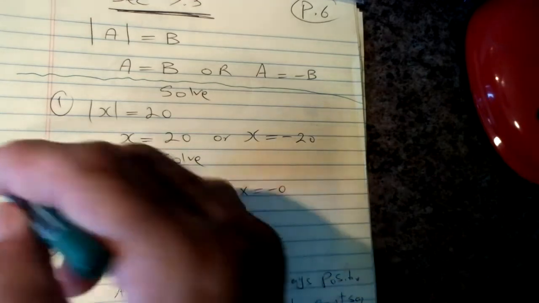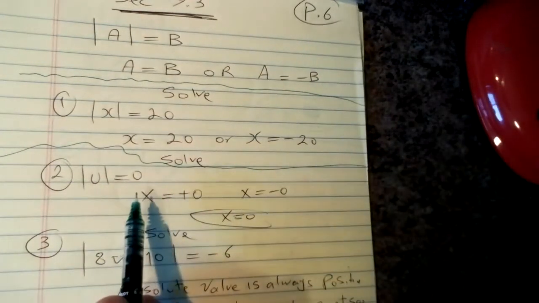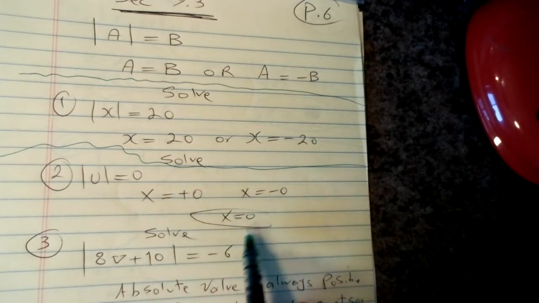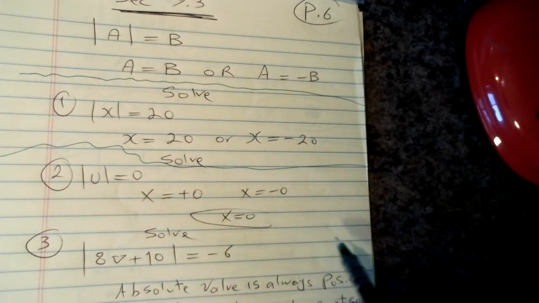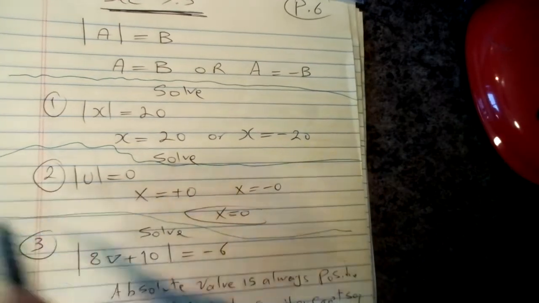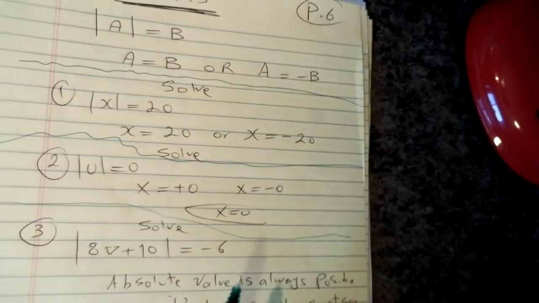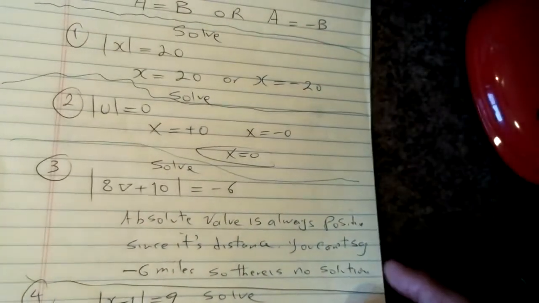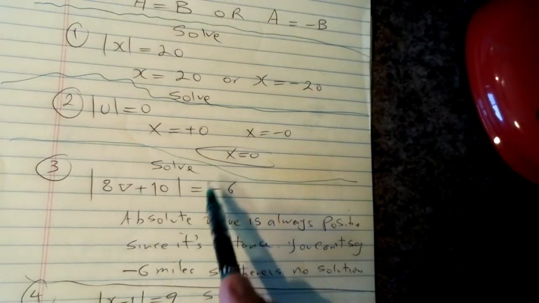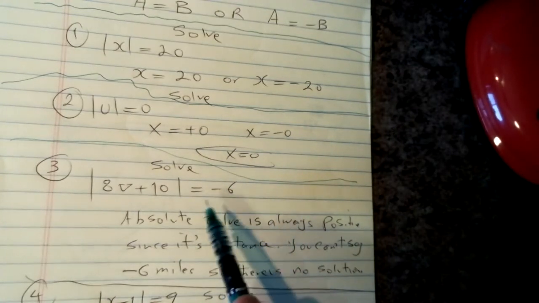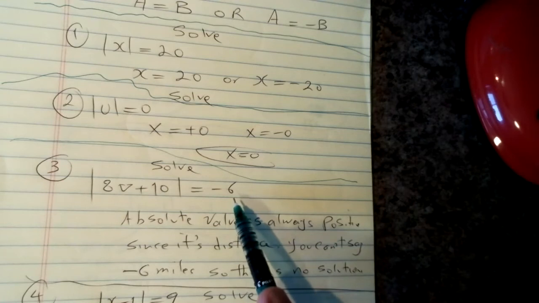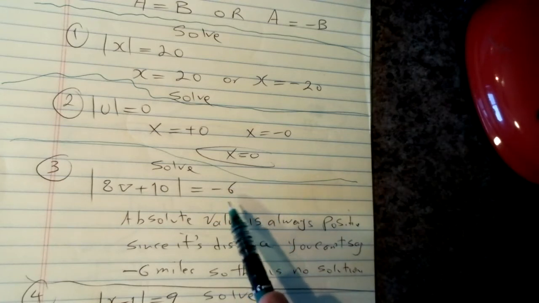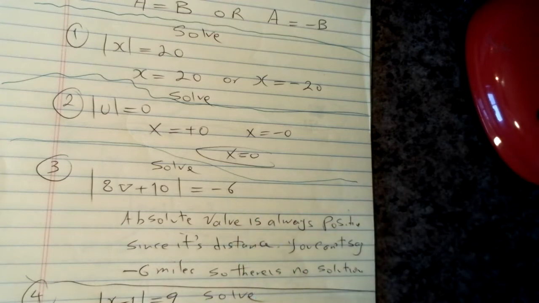Like this one, I want to solve absolute value of u is equal to 0. So u is +0 and -0. But you understand +0 and -0 in either case is always 0. So there's just one answer for this one. Absolute value is -6: we cannot solve this problem, number 3. Why not? Because absolute value has to be positive, not negative. When you say absolute value is equal to a negative number, we can't say -6 miles. So this is not correct. There is no solution to this one.